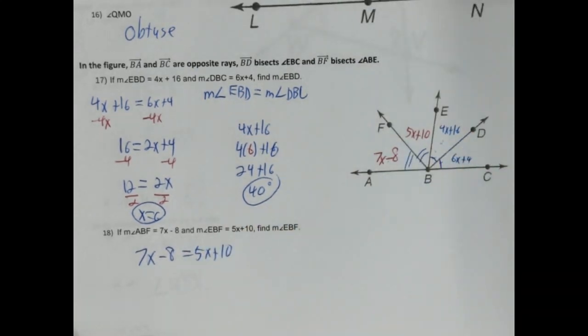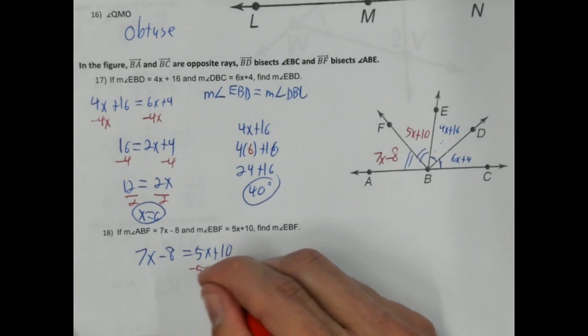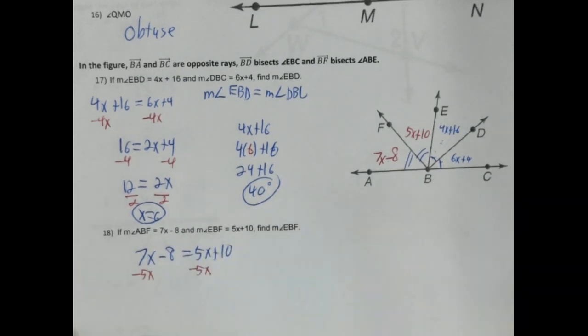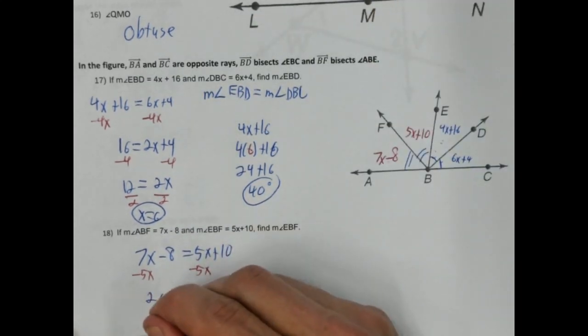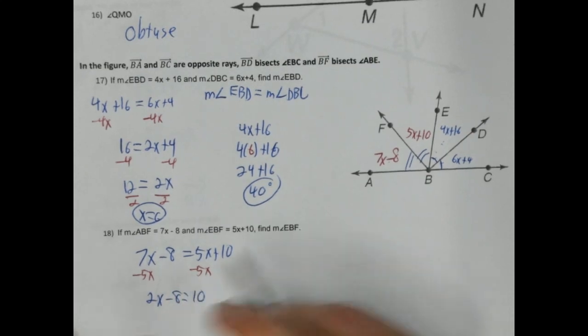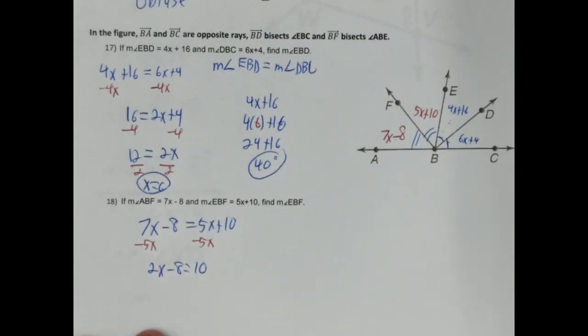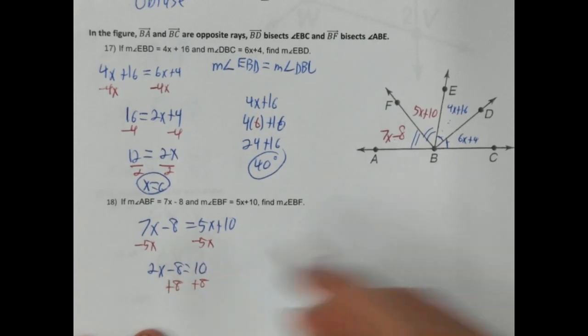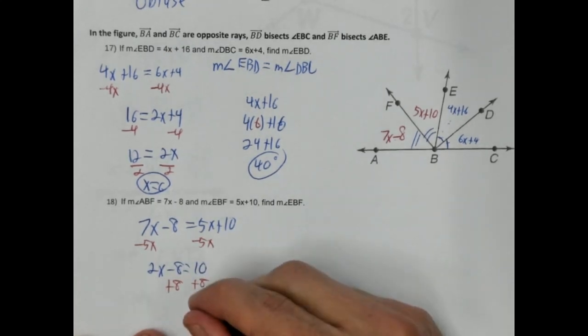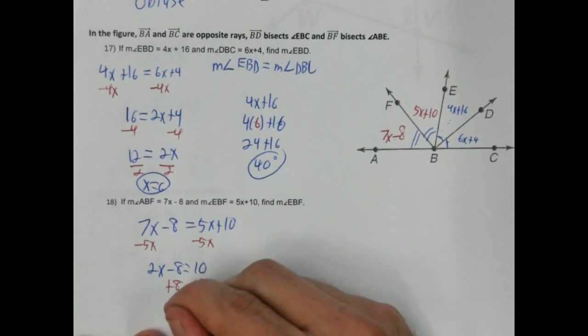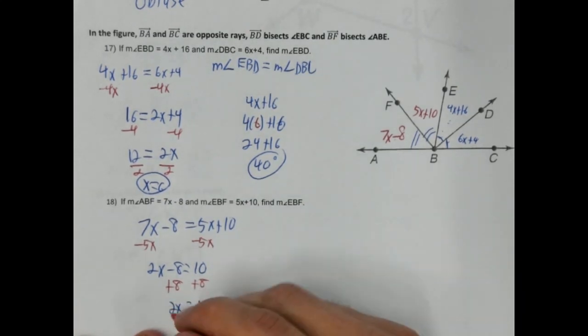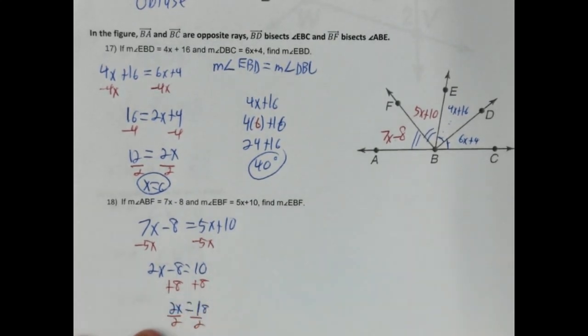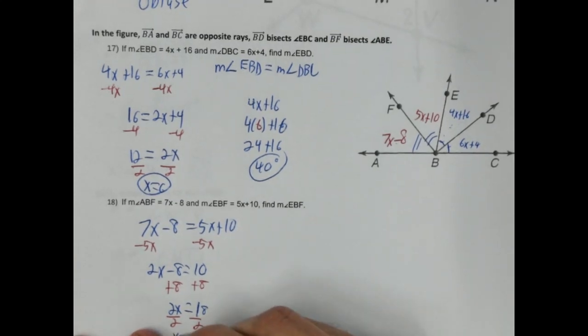We're going to solve for x. So I'm going to subtract 5x from both sides. And that's going to give us 2x minus 8 equals 10. All right, now we just have a two-step equation here. So we're going to get rid of our constant. We're going to add 8. We're going to use the inverse operation here. 10 plus 8 is 18. And then 2x equals 18. And then we're going to, again, get rid of our coefficient, which is 2. Divide both sides by 2, and x will be equal to 9.